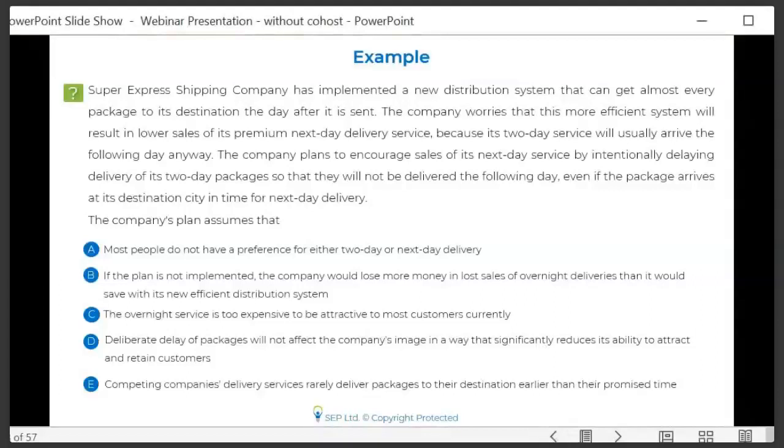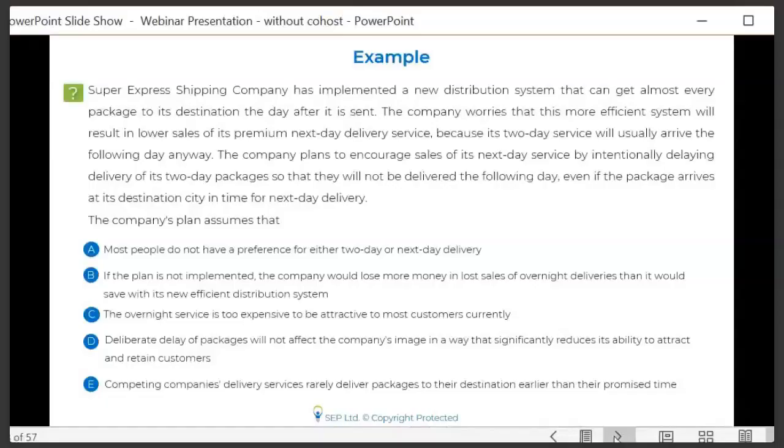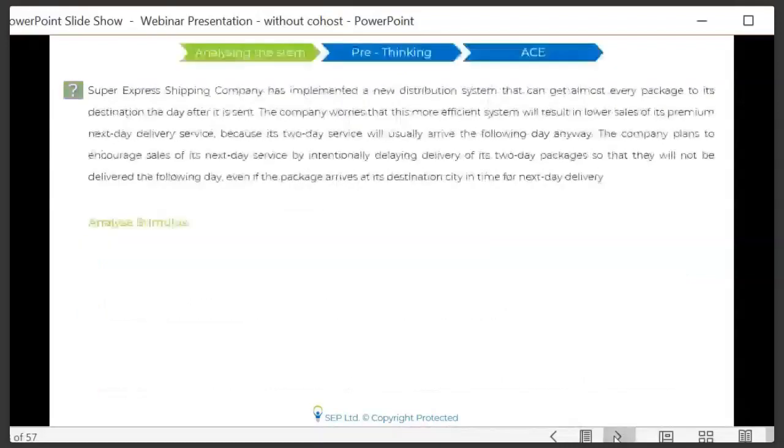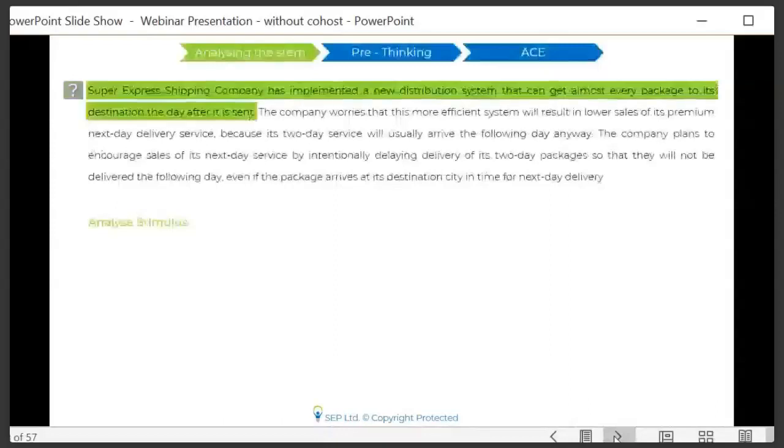Okay. And I'm going to show you the framework to be used for this question, which contains a plan and a goal. So I hope you're ready, and here goes. Okay. So the first sentence of the passage is: Super Express Shipping Company has implemented a new distribution system that can get almost every package to its destination the day after it is sent.